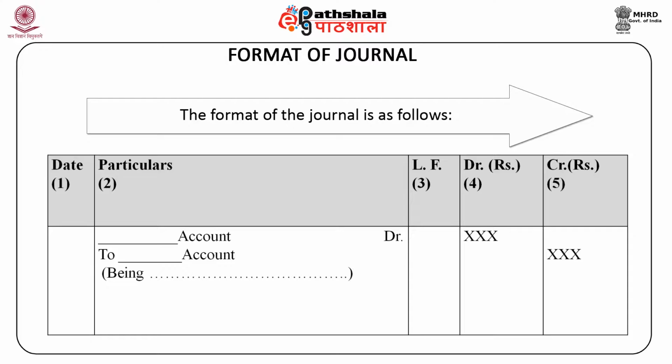Column 3 is LF. It stands for ledger folio. This shows the page number of the ledger to which the amount is posted, where the corresponding account appears. Column 4 is debit amount. In this column, the amount debited is written. Column 5 is credit amount. In this column, the amount credited is written.